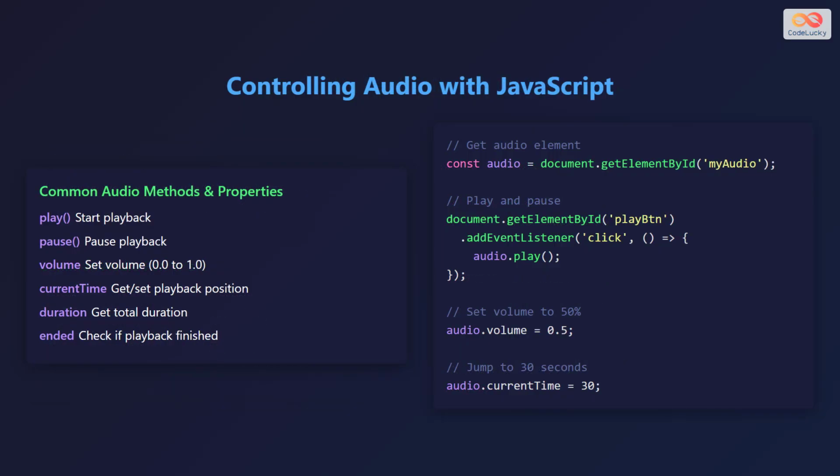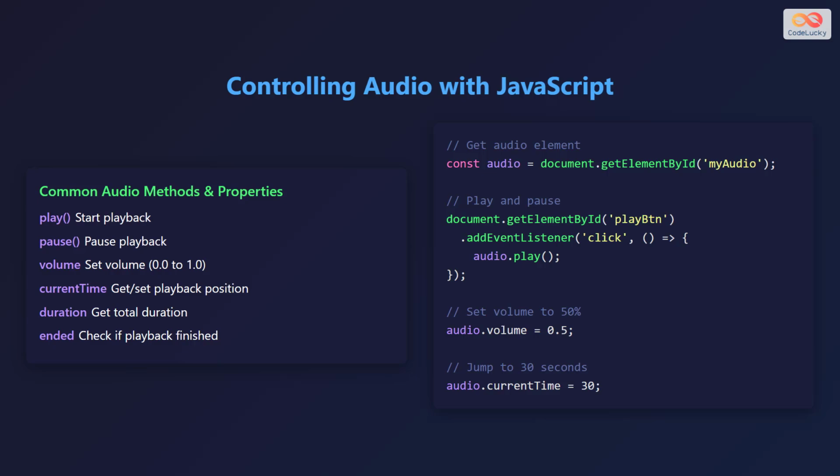JavaScript offers powerful control over audio playback. Some common audio methods and properties include play, which starts playback, pause, which pauses playback, volume, which sets the volume from 0.0 to 1.0, currentTime, which gets or sets the playback position, duration, which gets the total duration of the audio, and ended, which checks if playback has finished.